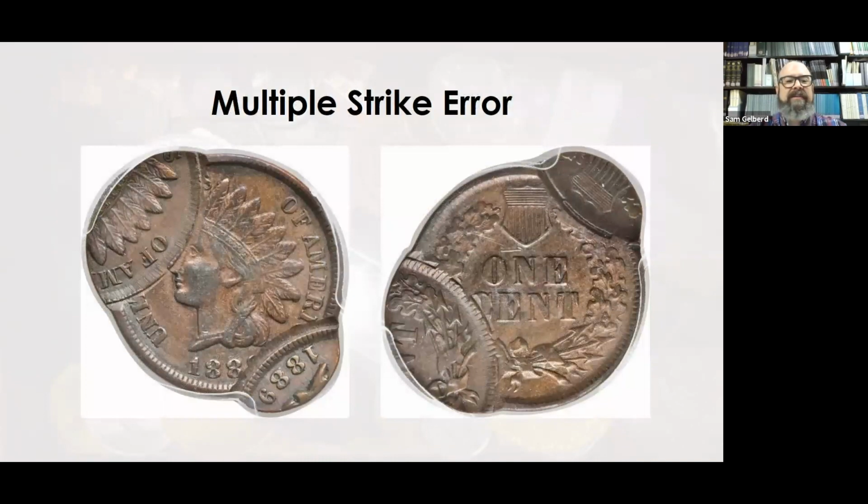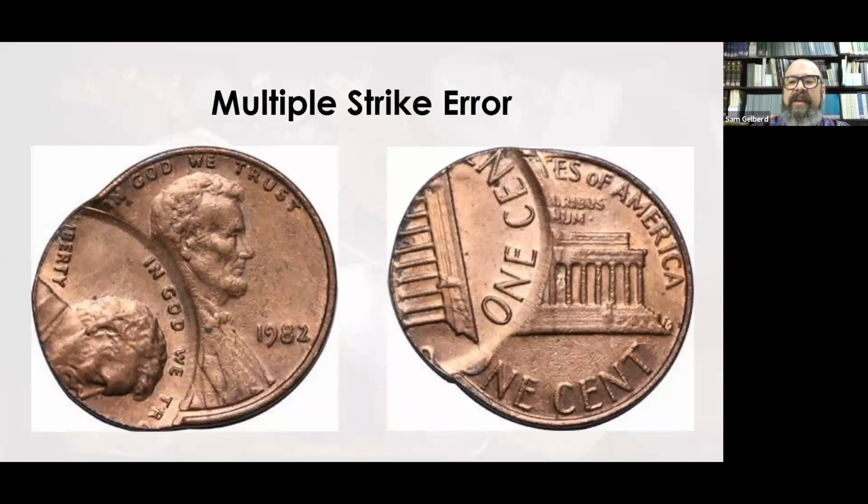Multiple strike errors. This is what happens when a coin can get stuck in the press a couple of times. Very dramatic right here. It looks like the first strike was right on dead center, but then it received two subsequent strikes that were off center. Very, very cool. This is a double struck Lincoln cent. I'll show you some fake multiple strike errors toward the end of this presentation.